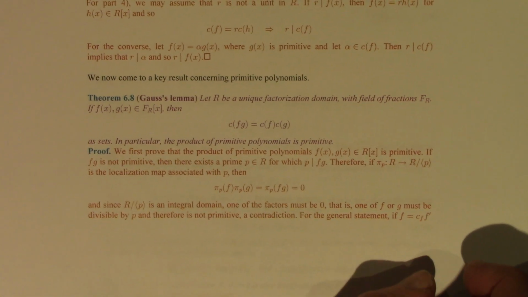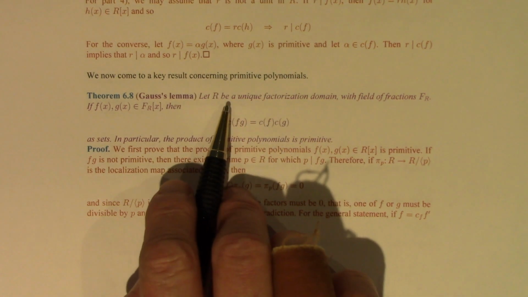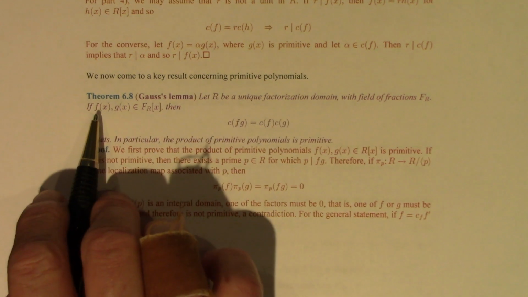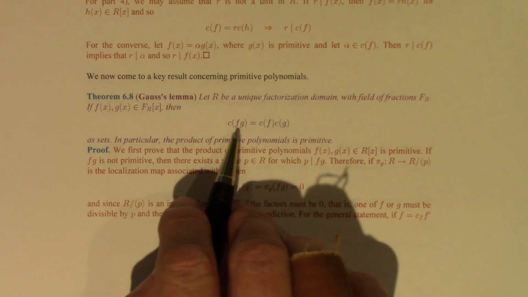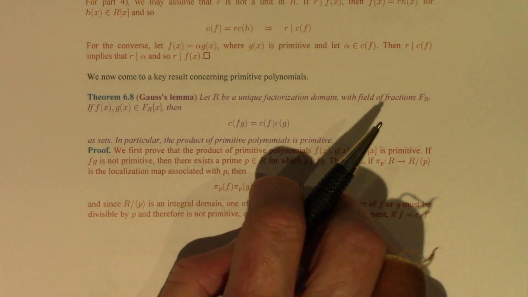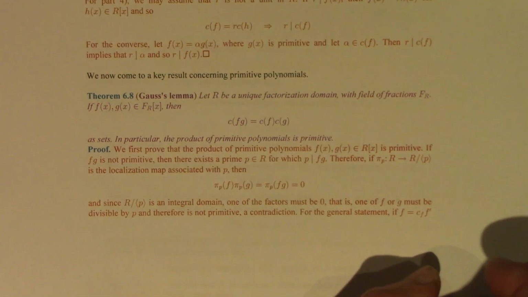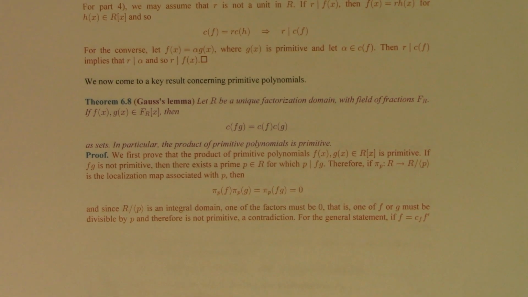Now that we have these properties, we can prove a key result concerning primitive polynomials known as Gauss's lemma. Let R be a unique factorization domain with field of fractions F sub R. If f and g are polynomials over F sub R, then the content of their product is the product of their contents. A very pleasing result. In particular, the product of primitive polynomials is primitive.